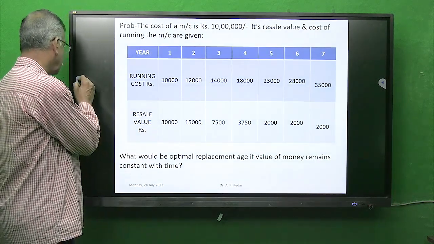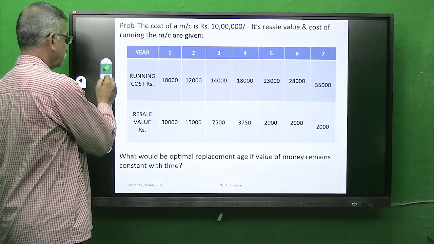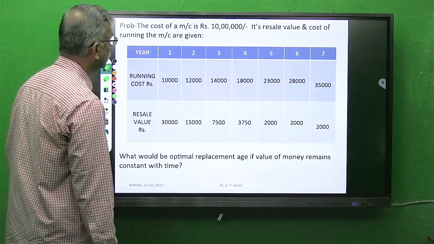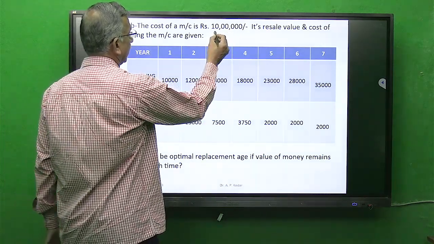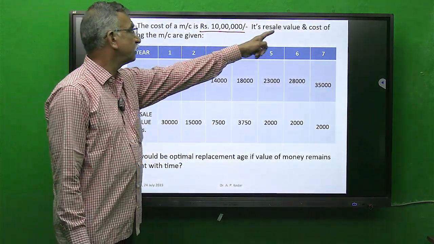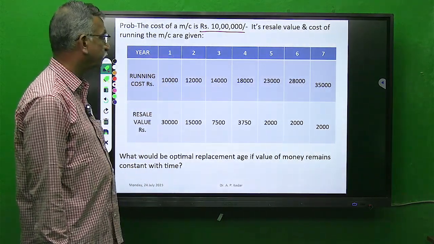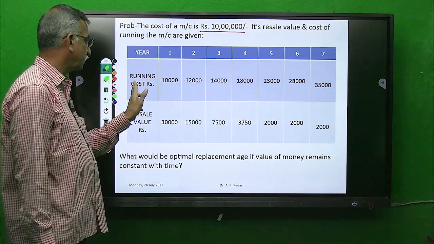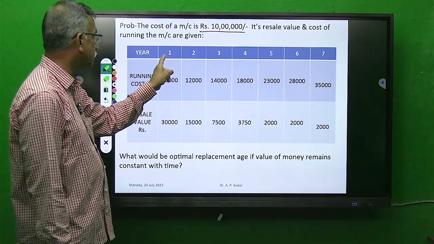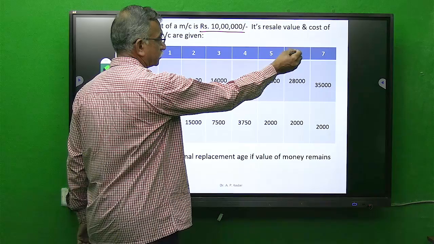Now see the problem. First we will understand what data is given. The cost of a particular machine, that is equipment, is given as 10 lakhs. Its resale value and cost of running are given in the table. So first, this row gives you year. Data is given for 7 consecutive years: year 1, year 2, year 3, year 4, 5, 6, 7.